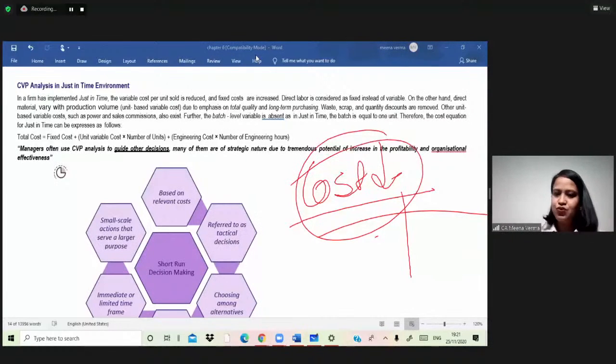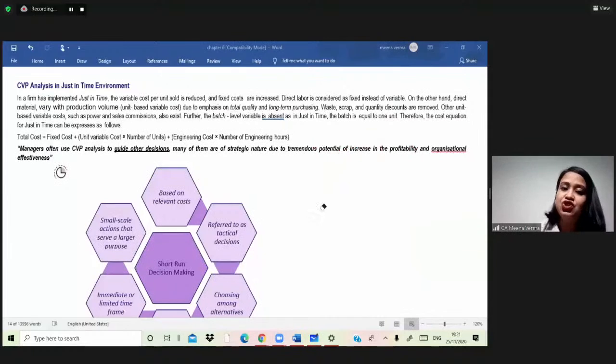The next topic which we have is CVP analysis in just-in-time system. Since we are studying strategic cost management, we should understand how it is related to the just-in-time system, obviously, since we have already studied the lean system.